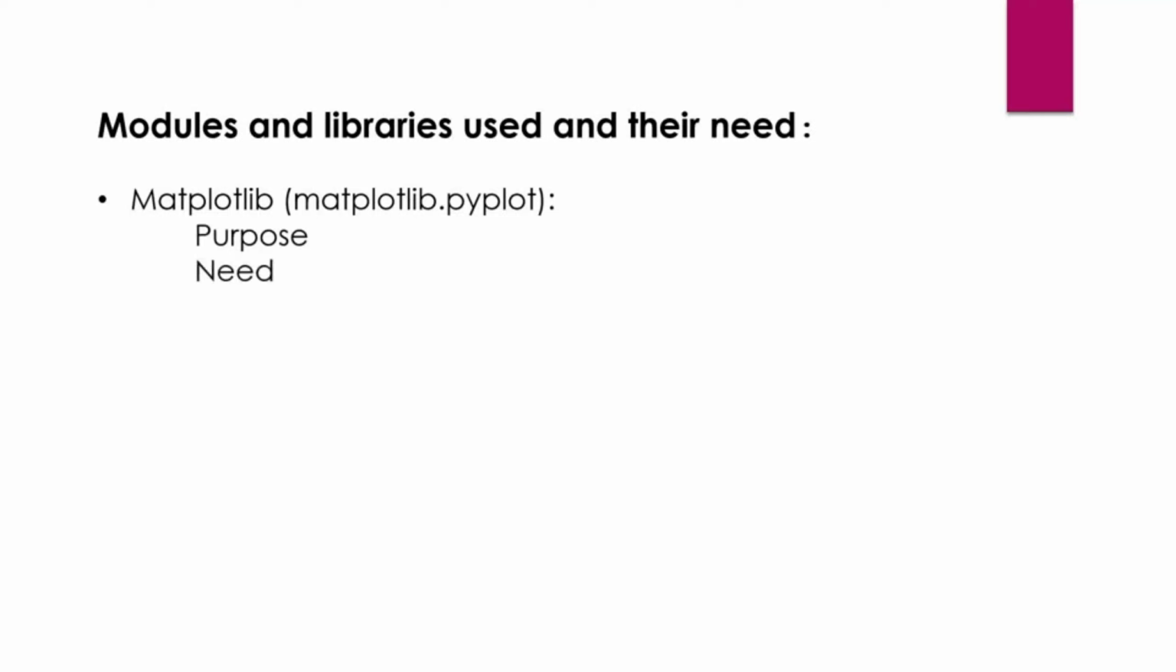Modules and libraries used and their needs. Here's a more concise way to explain the modules and libraries used in our code and their needs. Firstly, matplotlib. The purpose of matplotlib is data visualization, allowing us to create charts and graphs. The need for matplotlib is that it's essential for visualizing cutoff ranks, making data trends more accessible and enhancing communication. Next, NumPy. The purpose of NumPy is to simplify numerical computing and offer support for arrays and mathematical functions. The need for NumPy is that we use it to manipulate data, making it easier to work with arrays and perform data reshaping.